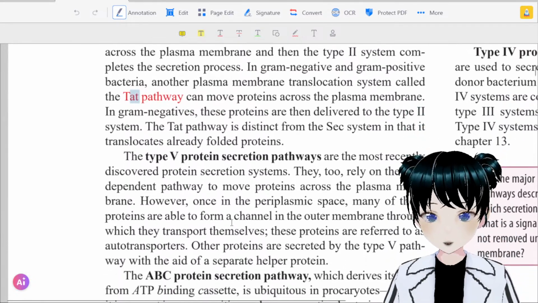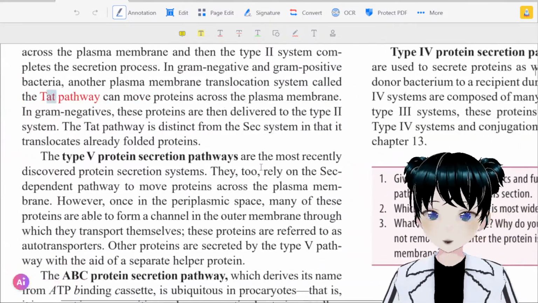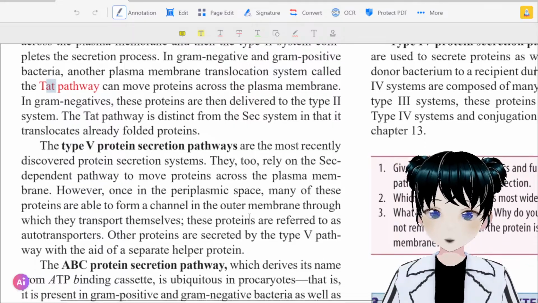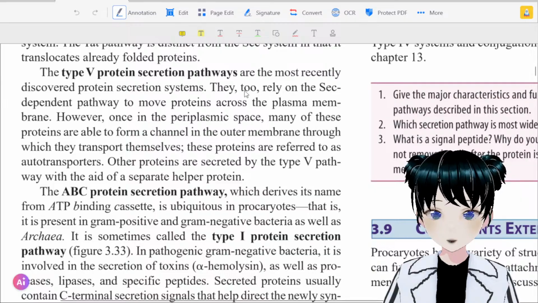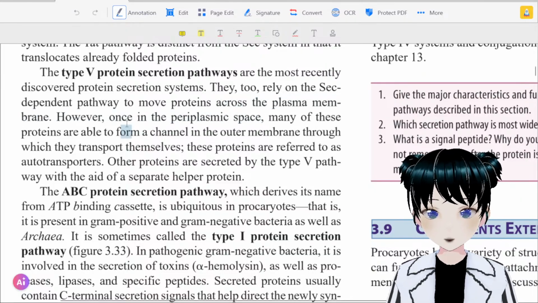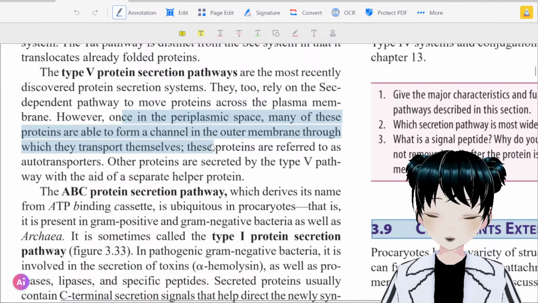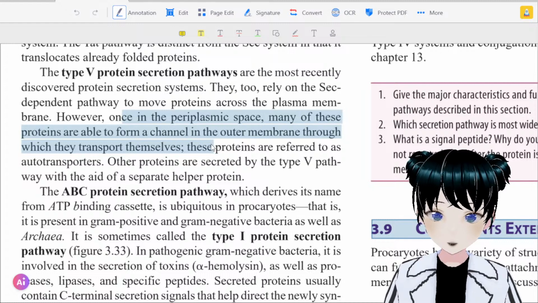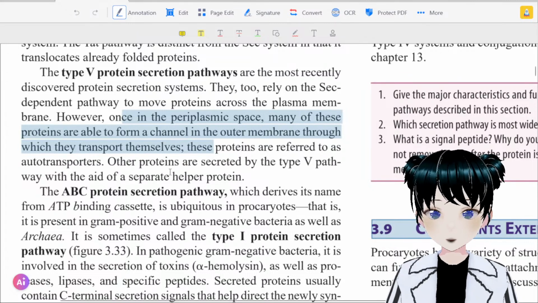Now the type 5 protein secretion pathway, our most recently discovered protein secretion system. They too rely on the sec-dependent pathway to move protein across the plasma membrane. However, once in the periplasmic space, many of these proteins are able to form channels in the outer membrane through which they transport themselves. These proteins are referred to as the autotransporters.